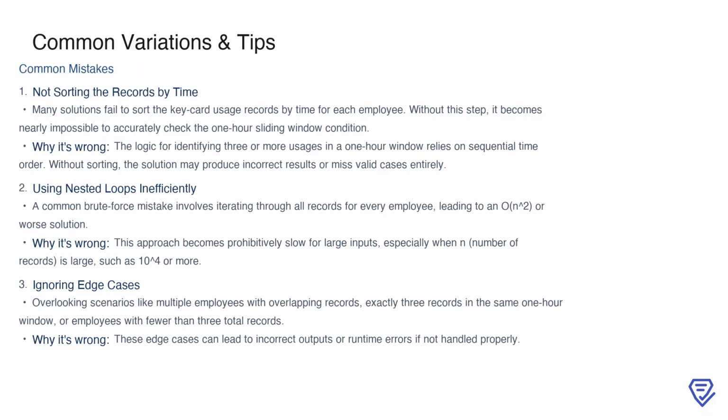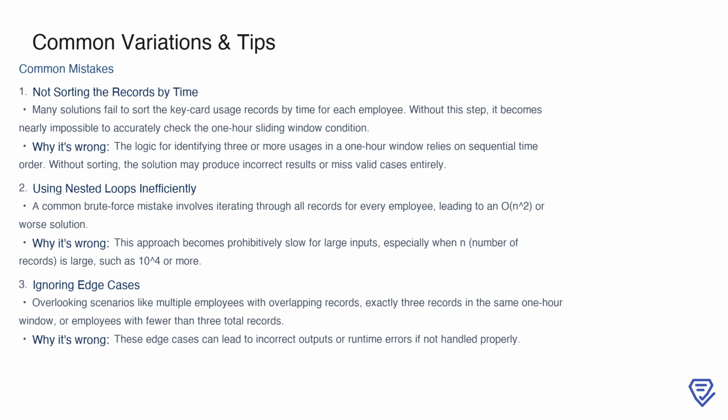When solving this problem, there are a few common mistakes to watch out for. First, failing to sort the keycard usage records by time for each employee is a significant issue. Sorting is essential because the sliding window logic depends on having the records in sequential order. Without sorting, your solution might miss valid cases or produce incorrect results.